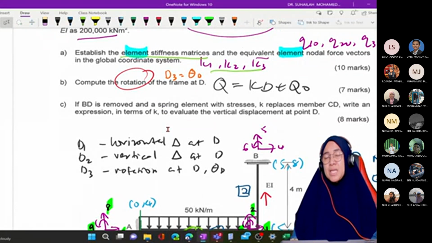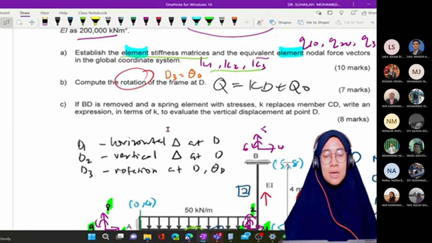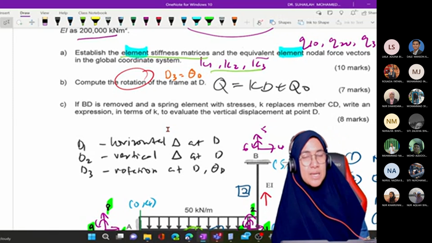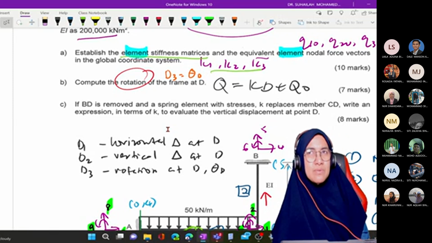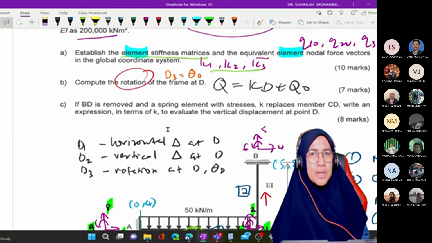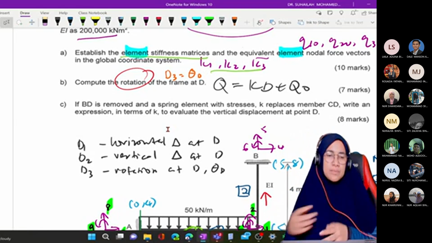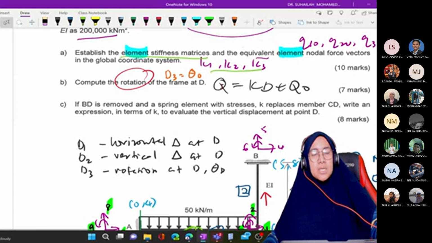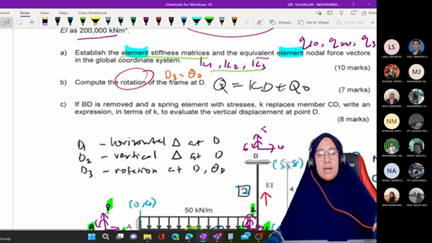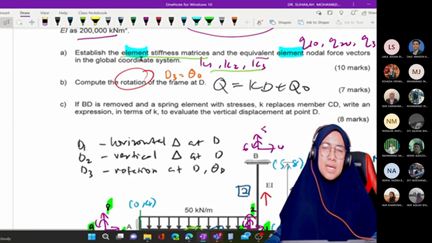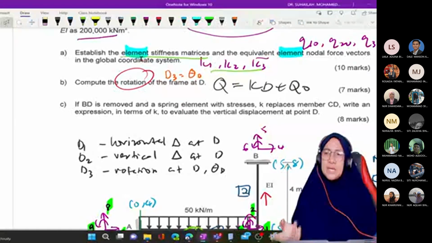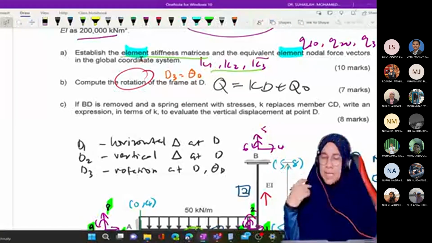Okay, so the last question is just to cater for a higher level of difficulty. That is why you see this question. The question representing the difficulty level will always be different every semester. It will not repeat the same thing. What stays the same is the basic procedure when we analyze a frame.